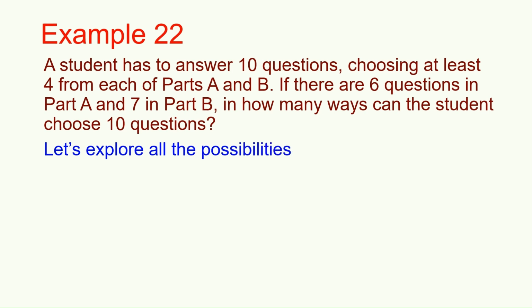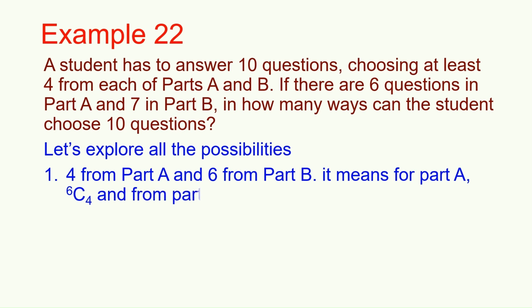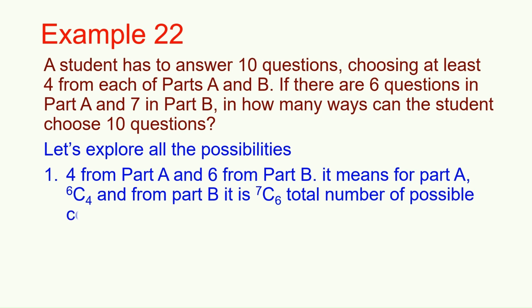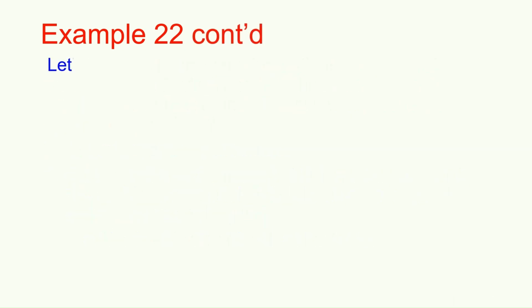Let's explore all the possibilities. First, 4 from part A and 6 from part B. It means for part A, 6C4, and from part B, 7C6. Total number of possible combinations is 6C4 times 7C6 equals factorial 6 divided by factorial 4 divided by factorial 2, times factorial 7 divided by factorial 6, equals 15 times 7 equals 105.